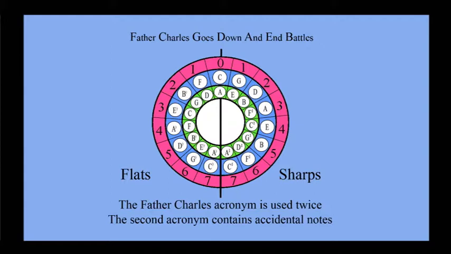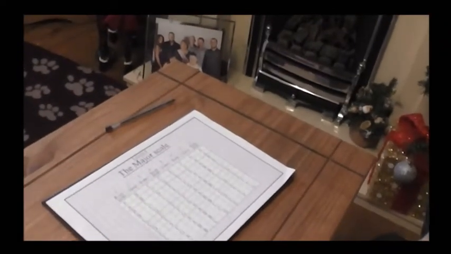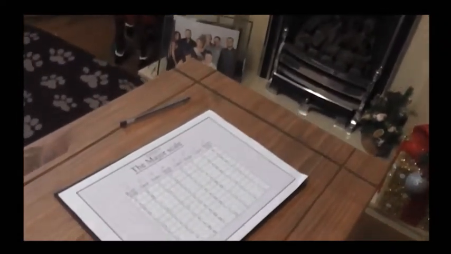Here we have Lauren, a Year 7 student, and she is going to complete key signatures from memory. Now could you please do the circle of fifths?